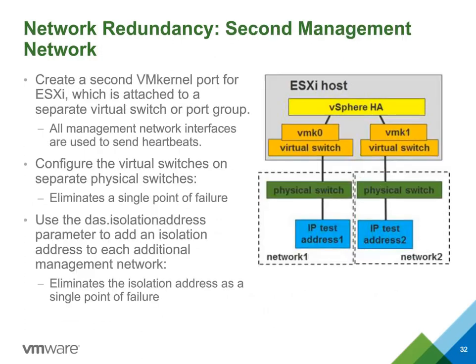So as you take a look at this particular example here, it looks very much like the diagram that we saw a few moments ago, but there are a few key things that are different here. The first thing that you'll notice, if we go from top to bottom, is that instead of having just a single VM kernel port called VMK0, in this design we actually have multiple VM kernel ports. So as a result, the VM kernel ports themselves are no longer single points of failure.